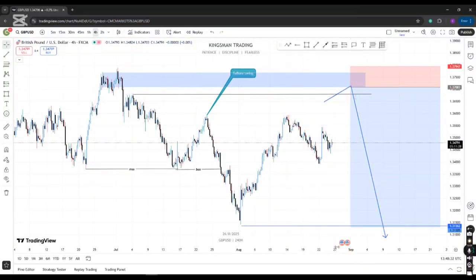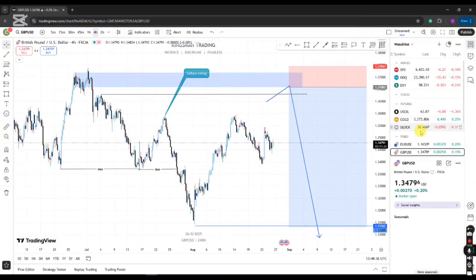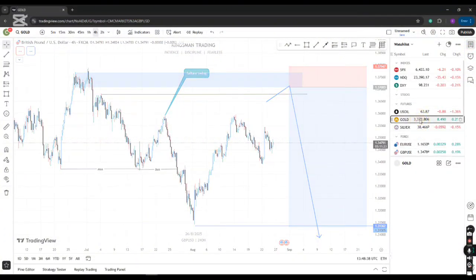So that's a reclaim block, sorry. And then for FVG, let's go back to gold and see what it has for us.